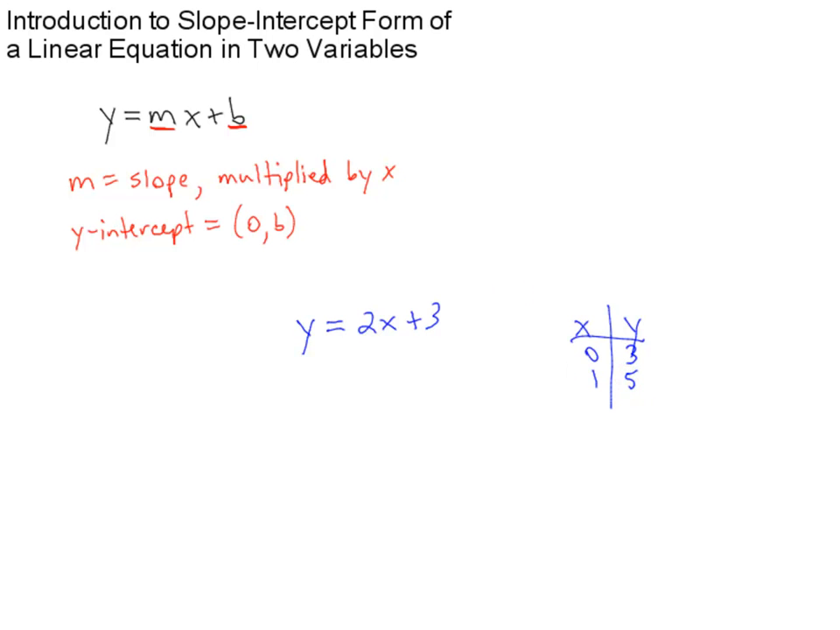So the slope is saying every time x increases by 1, in other words, your run increases by 1, your rise increases by 2. So your rise is 2 and your run is 1. Well, that's exactly what this number is. So your y value will always increase this amount for every 1 that your x increases. So that's why this number is your slope.